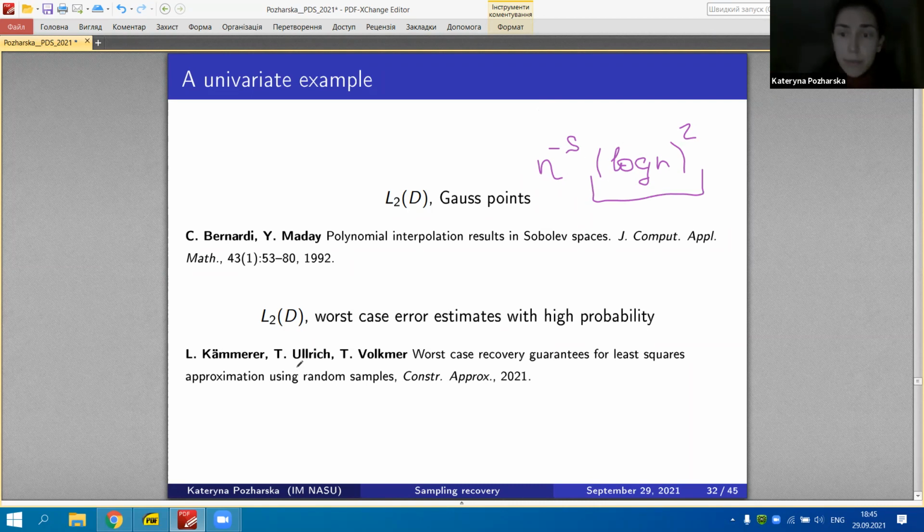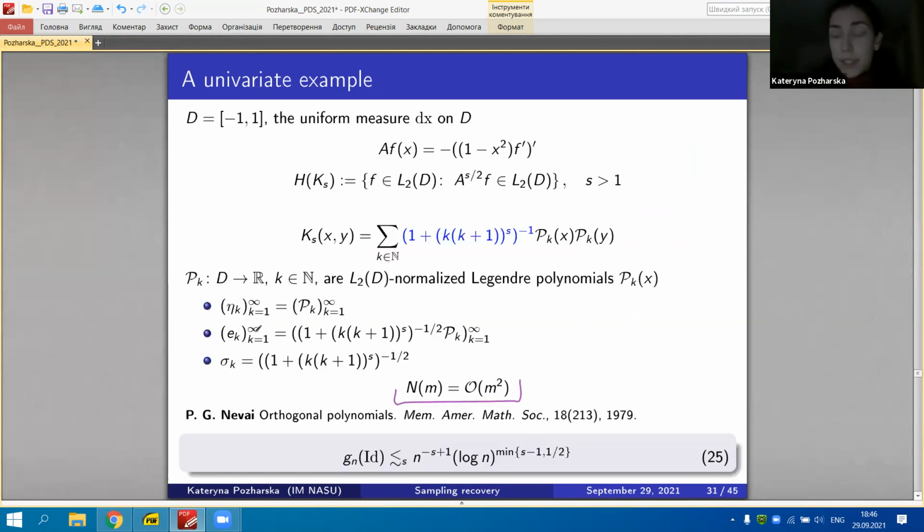And in this recent paper by Kammermer, Ulrich, and Wolfmer, they show that using random points, also in the L2 setting, one can get here not log squared, but the square root of log. So using random points, one can improve estimates for L2 approximation. But we are not aware of existing bounds for any sparse grid Gauss points in the literature for the L infinity setting, so we cannot compare our results with something else. But here we have results for sampling numbers in L infinity.